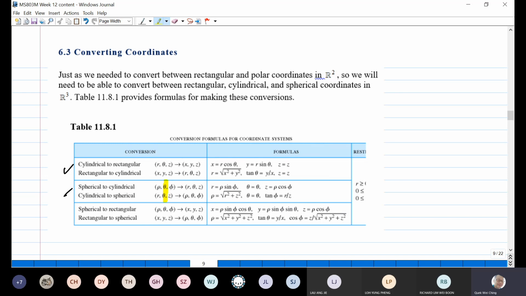And finally, spherical and rectangular, how do you do this? There are a bunch of formulas for this, but usually people don't remember these formulas. You just draw a diagram.